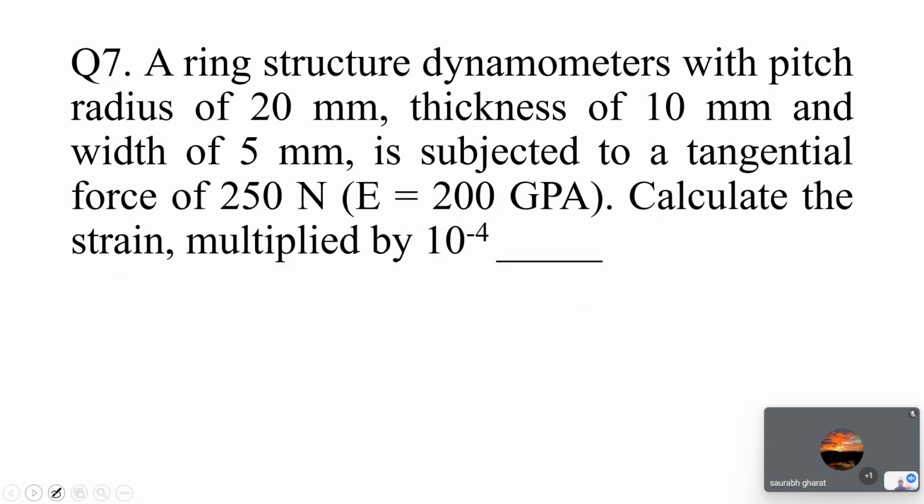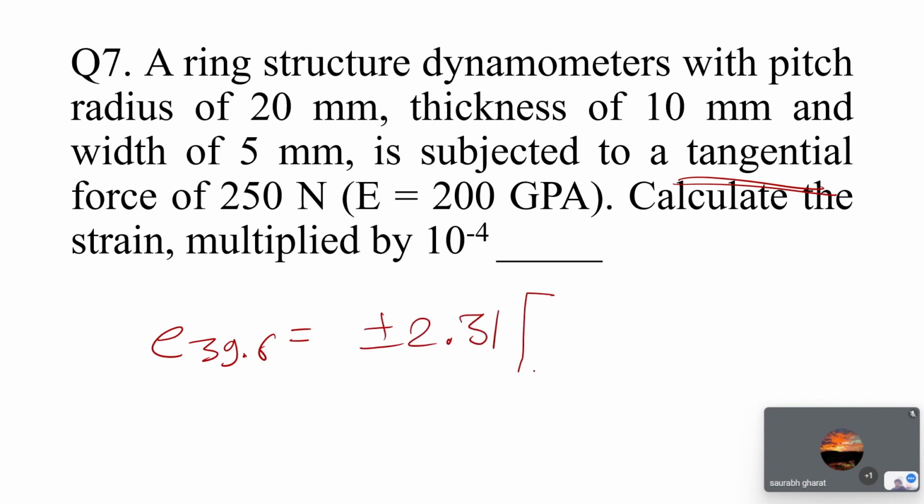Yes, the ring structure diameter with radius 20 mm, thickness 10 mm and width 5 mm is subject to tangential force. Since they are mentioning tangential force, we have to change our formula, because the formula will change. For the ring type structure, E39.6 is equal to plus or minus 2.31 into F cube R into EV square. It is exactly the same, just put the values.